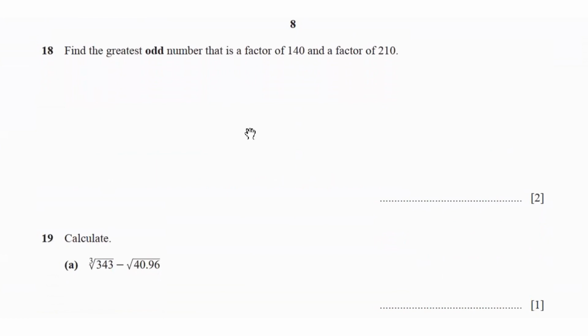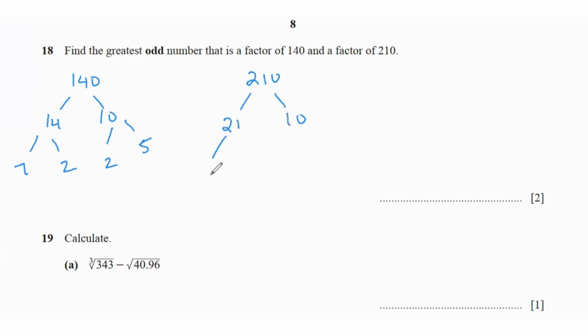Question 18 says find the greatest odd number that is a factor of 140 and of 210. So let's prime factorize 140 and 210. 140 is basically 14 times 10. 14 is 7 times 2 and 10 is 2 times 5. Now 210 is 21 times 10. 21 is 3 times 7 and 10 is once again 5 times 2.